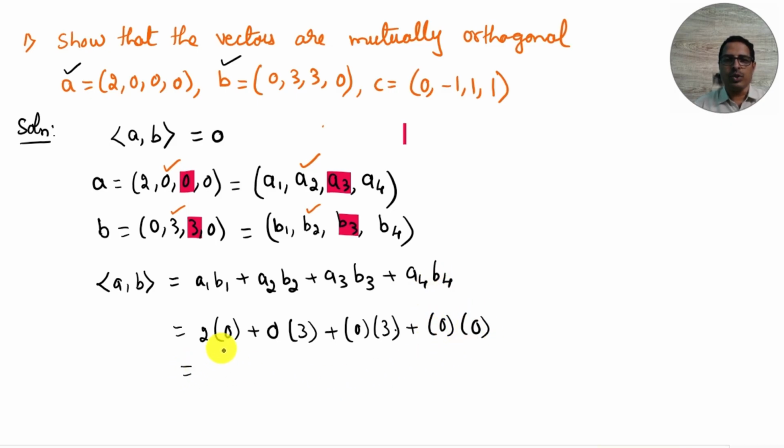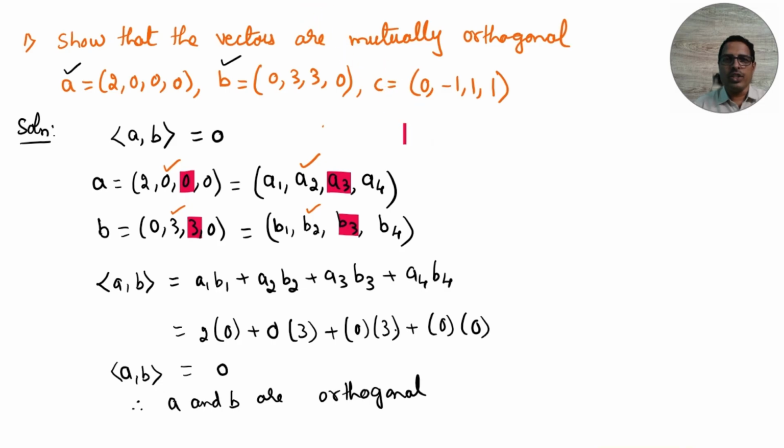This will be equal to, you can observe that 2 times 0 is 0, 0 times 3 is 0, 0 times 3 is 0. So 0 plus 0 will be 0. Hence we have got the inner product of AB equal to 0. Therefore, you can say that A and B are orthogonal.